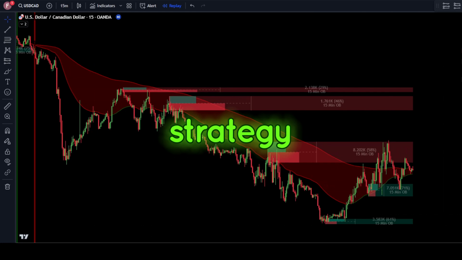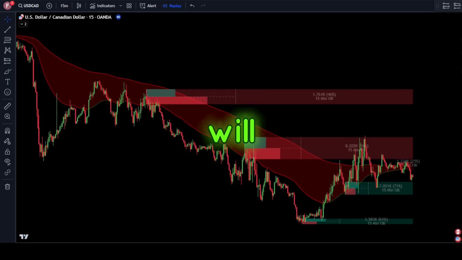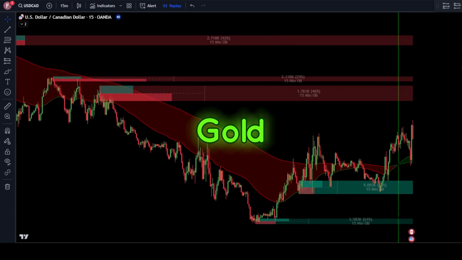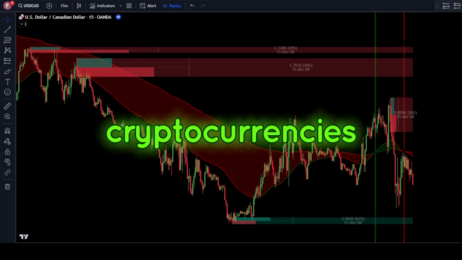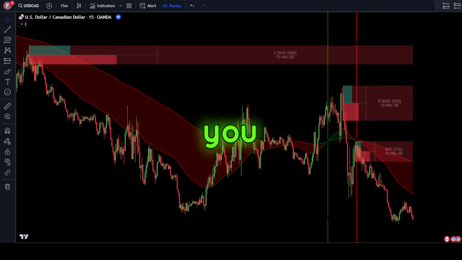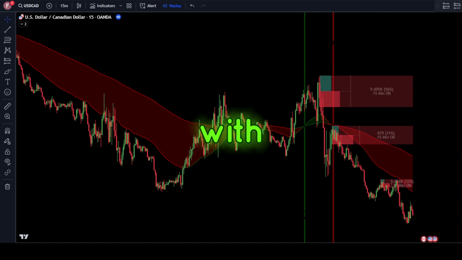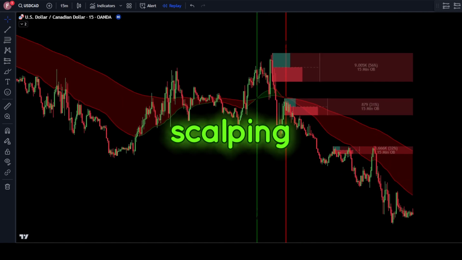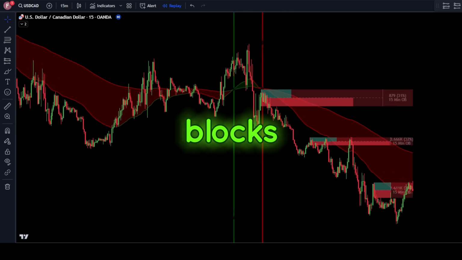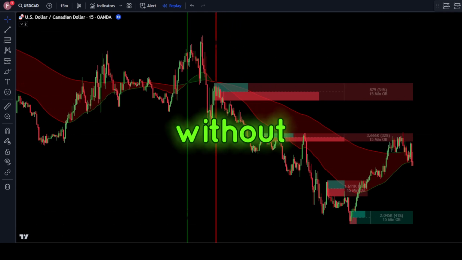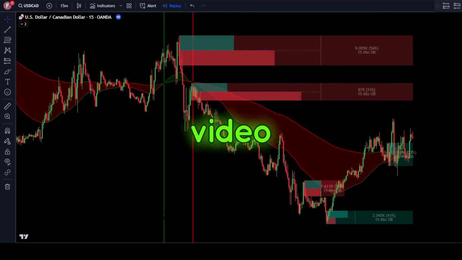The scalping strategy using volumetric order blocks that we'll discuss can be applied to all assets, ranging from Forex, gold or XAUUSD, cryptocurrencies, stocks, or other assets. We'll provide you with two trading methods that you can use with the volumetric order blocks indicator. Moreover, this scalping strategy with volumetric order blocks is suitable for all traders, including beginners. Without further ado, let's begin this video.